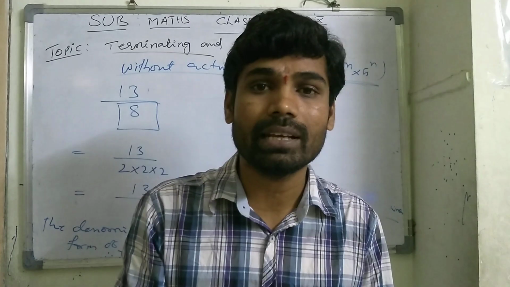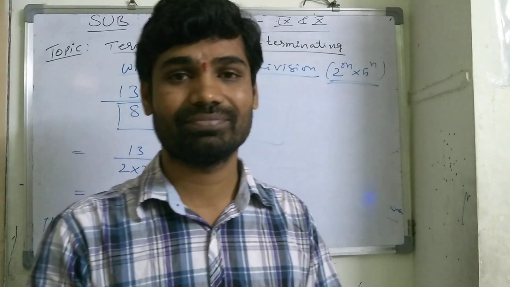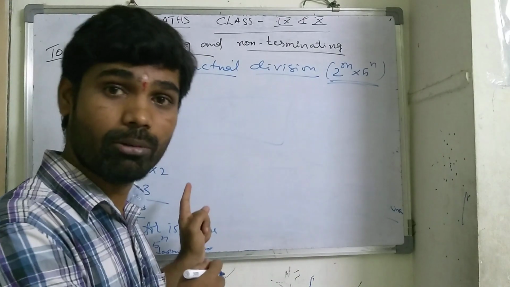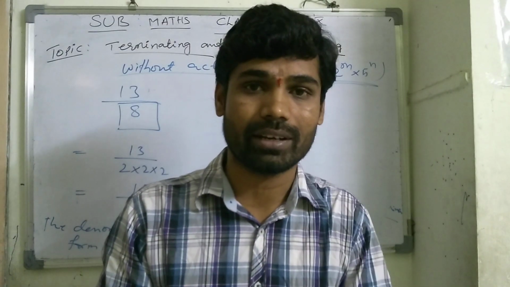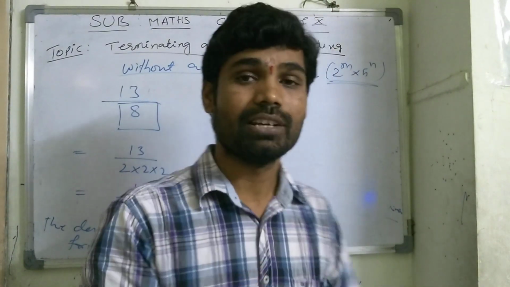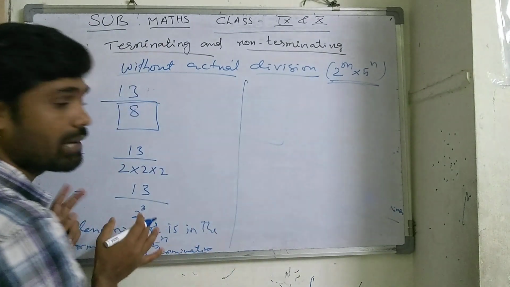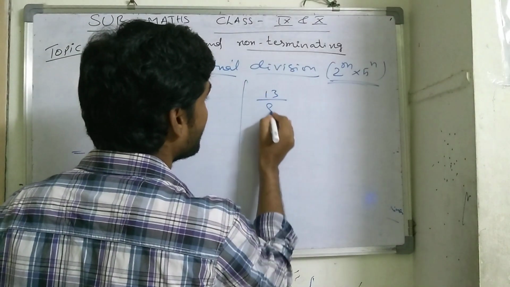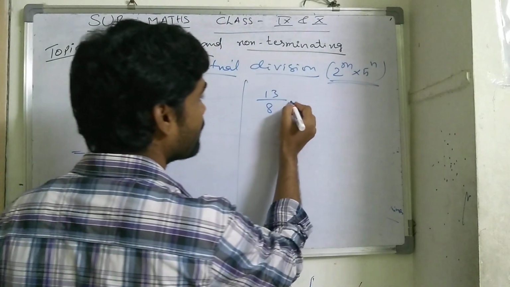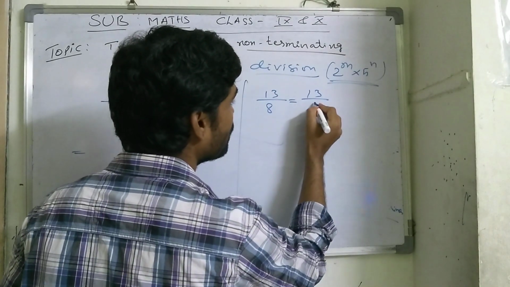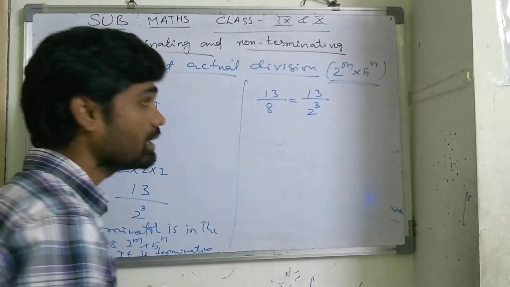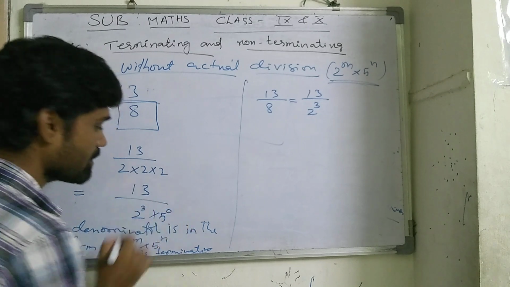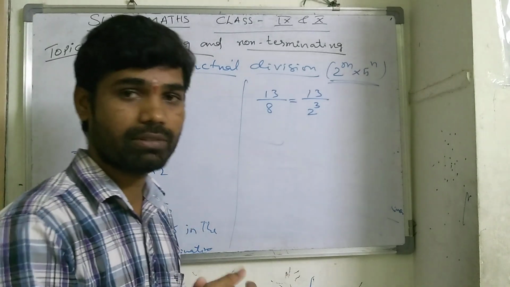When it is terminating, what is the decimal value? We said that it is terminating, but what is the decimal value of it? So let us find it now. What is here? 13 by 8, which we have written as 13 by 2 power 3. Here in the denominator, 5 is not there, so 5 power 0, and 5 power 0 is 1. So we get the same answer.